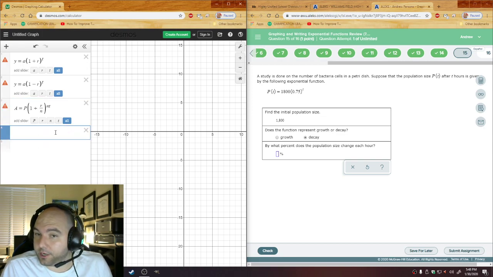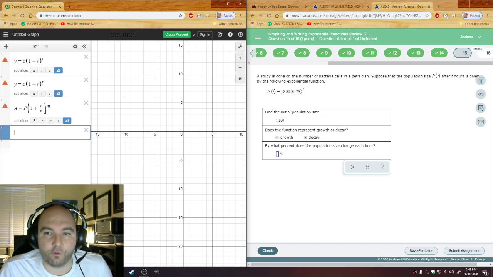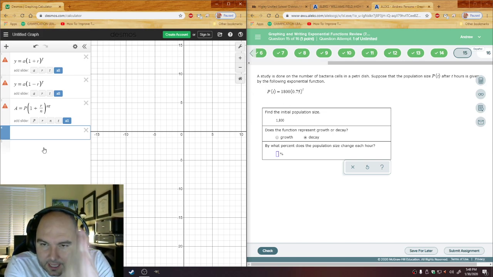If it's over 1 and you put a percent, you're probably wrong. The answer should be probably between 0 and 100. Okay, I'm not saying it's impossible to get over 100% growth. It's totally possible, but I don't think these problems are going to be like that. Now, the question is, how do I find the decay here?